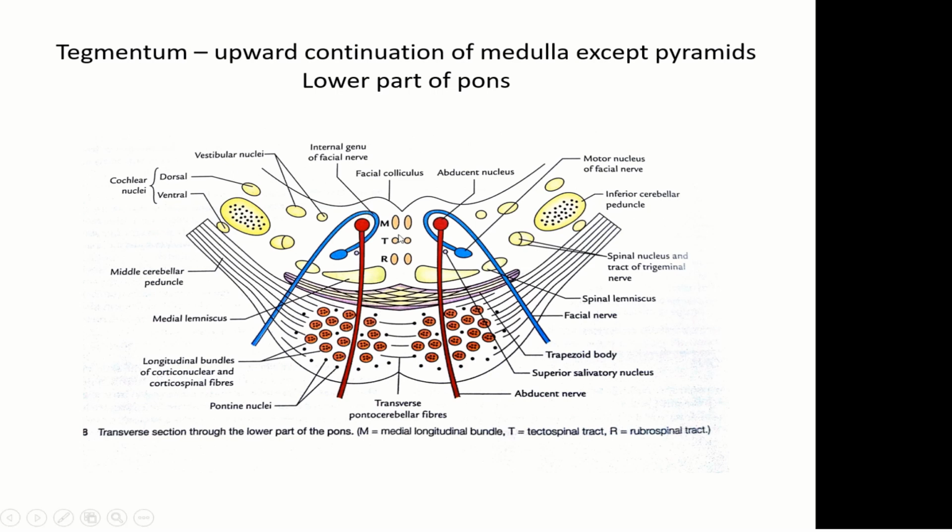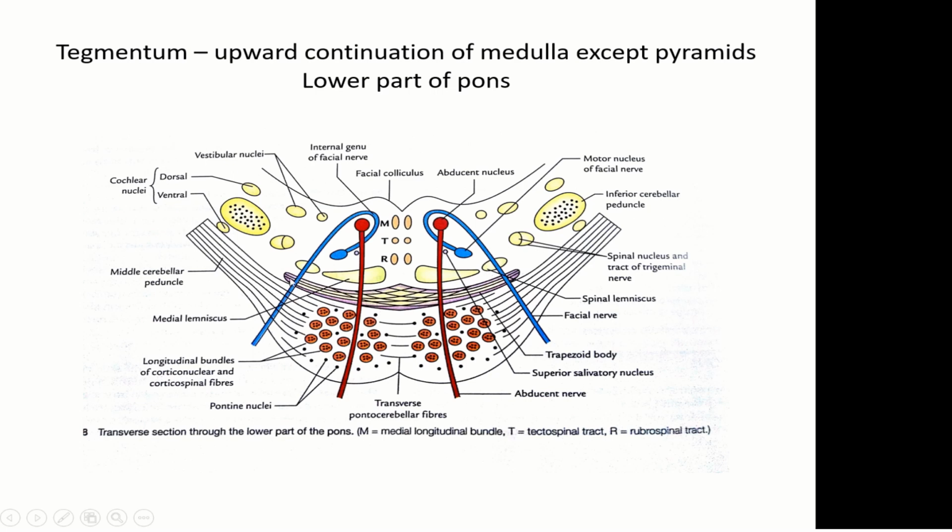If you see the white matter here in the L shape, you can see from here to here, from dorsal to ventral aspect, this is the medial longitudinal bundle or medial longitudinal fasciculus, and you can see the tectospinal tract, and you can see the rubrospinal tract, and this is the medial lemniscus. You already know this is a part of the dorsal column pathway, and here you can see the spinal lemniscus. So at this level you are seeing only two lemnisci in the lower part of pons.